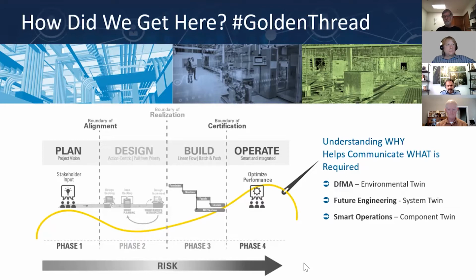There are elements here that tie everything together, and the elements are the data. So that's the filter and the lens that we're going to be looking at as we look through this process, and it crosses each one of these phase boundaries as we go, and then you'll see the boundaries of alignment, realization, and certification.